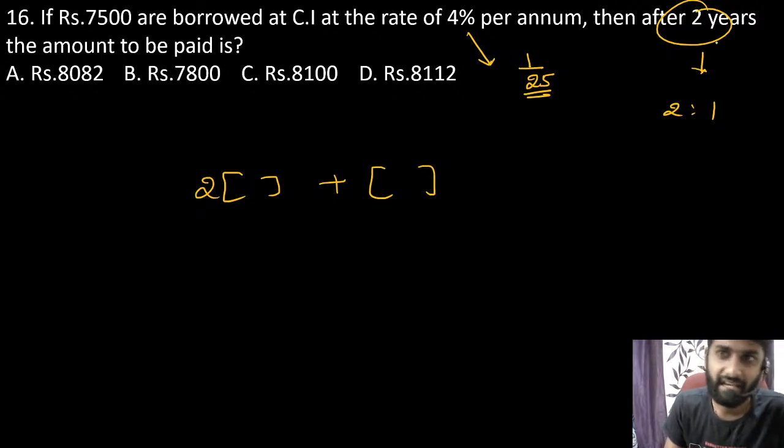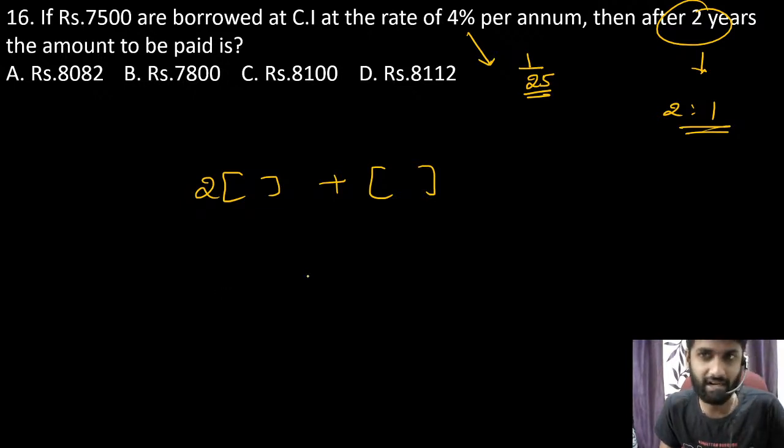See, here the question is related to 2 years. 2 years means the ratio is exactly 2 is to 1. So how can you get 2 is to 1? Just go through the previous one, then you can understand how it is 2 is to 1, 3 is to 3 is to 1, 4, 6, 4, 1. Clear? Now see, first convert the percentage. 4 percentage is equal to 1 by 25.